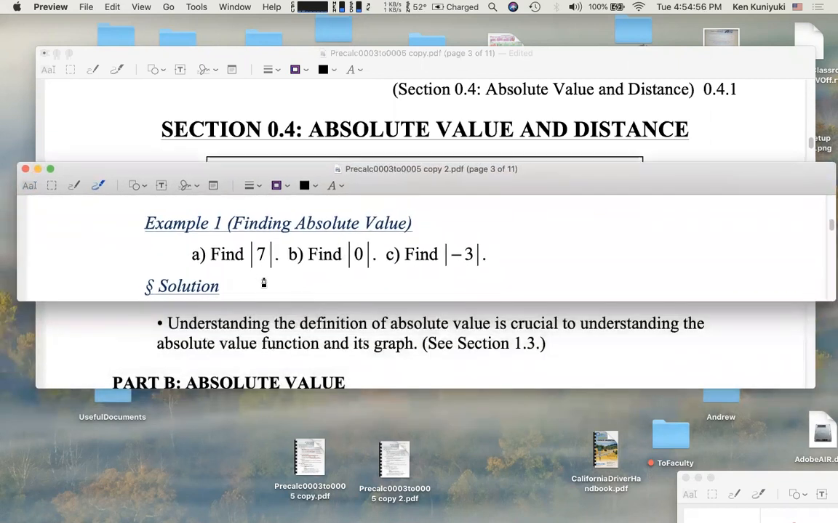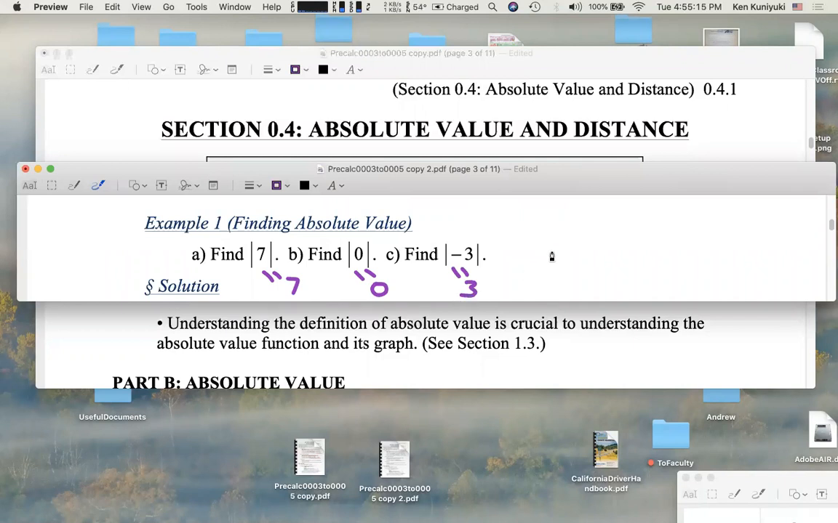What is the absolute value of 7? Well, it's 7. What's the absolute value of 0? It's 0. And what's the absolute value of -3? It's +3.